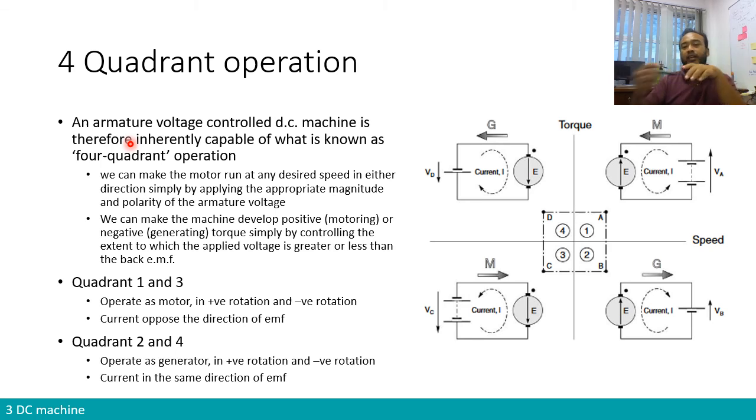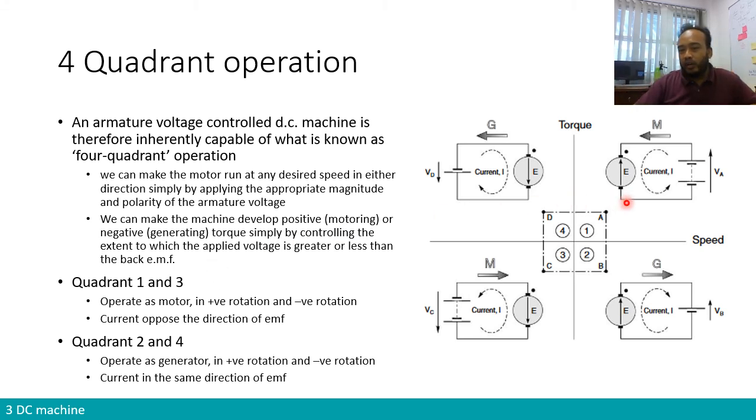So quadrants 1 and 3 are the quadrants of motor where the speed and the torque are in the same direction. So it is not braking the machine, it is accelerating the machine. The speed is either in one direction to the right or one direction to the left, but in both cases the torque is also in the same direction, accelerating the machine, right?